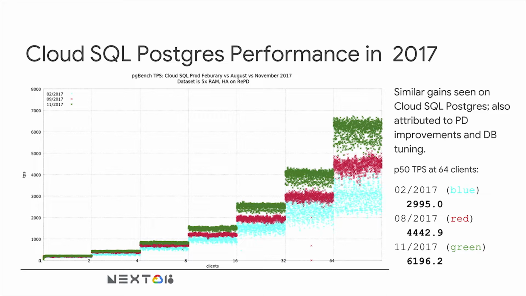Next slide. And you can see a similar graph for the Cloud SQL Postgres performance, and this one is for Postgres HA. And the blue line is February 2017, and the green line is November 2017. And for a similar reason, we are seeing about 2x improvement in our end performance.